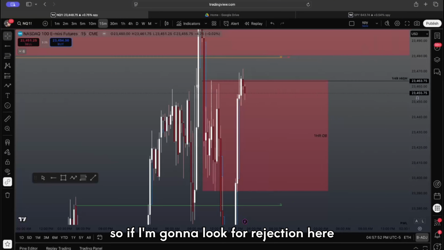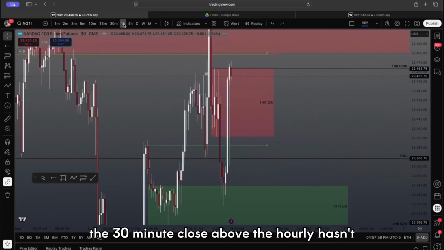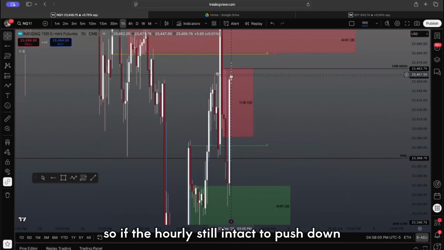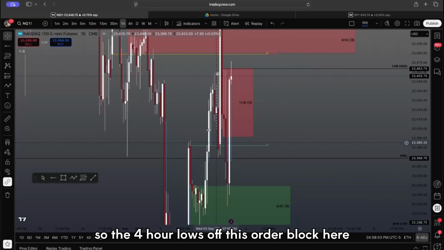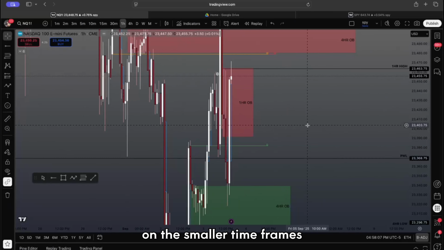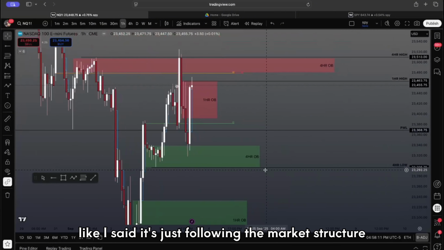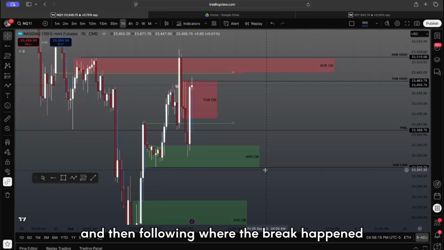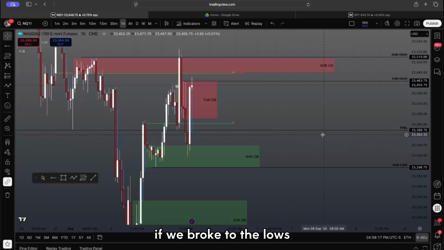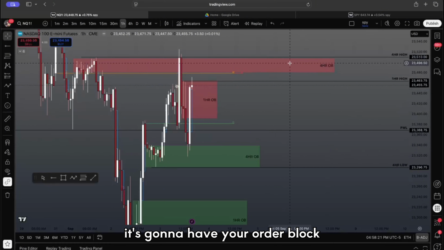So if I'm going to look for rejection here, we saw that the 15 minute did close above, the 30 minute close above, the hourly hasn't. So if the hourly is still intact to push down to the 4 hour lows off this order block here, we want to see a market structure shift to the downside on the smaller time frames. So order blocks are pretty simple to see. Like I said, it's just following the market structure and then following where the break happened. For instance, if we broke the lows, then you follow it back up, right? And find a high, it's going to have your order block.